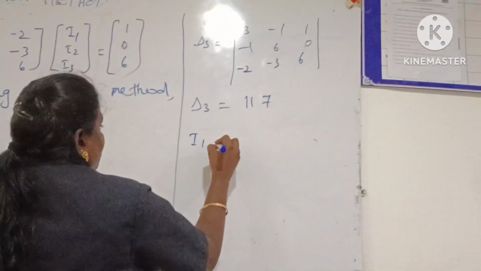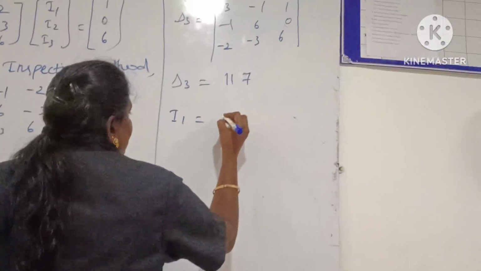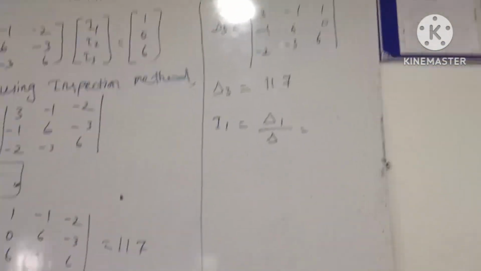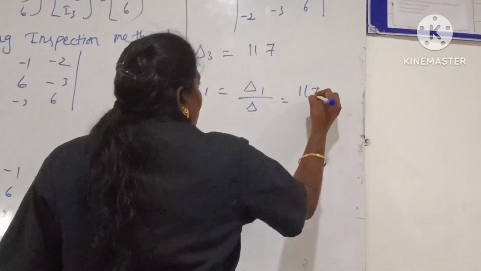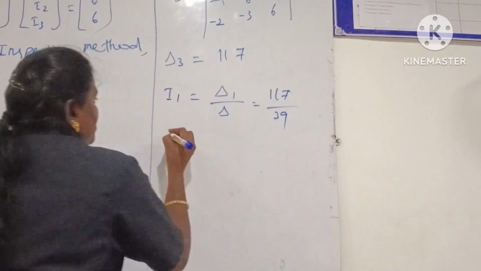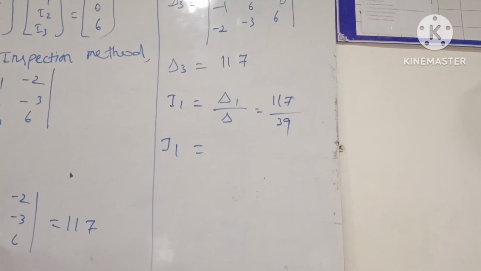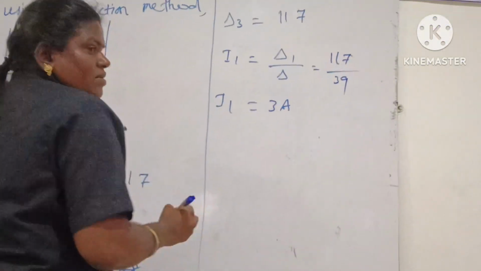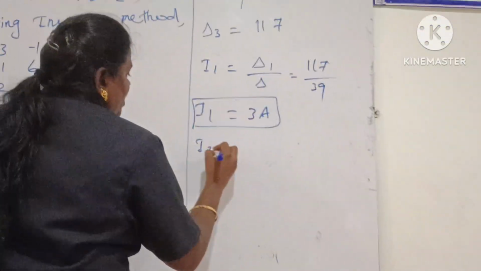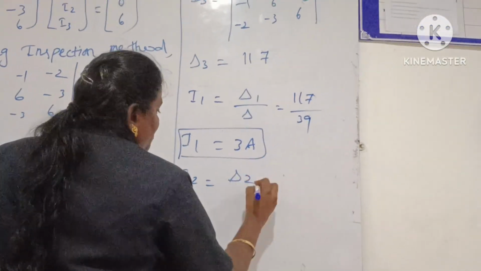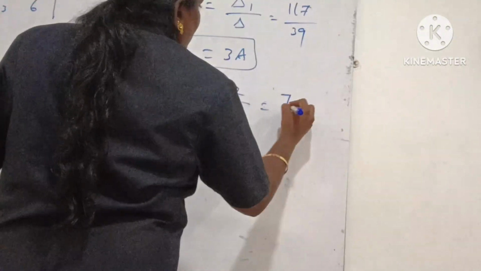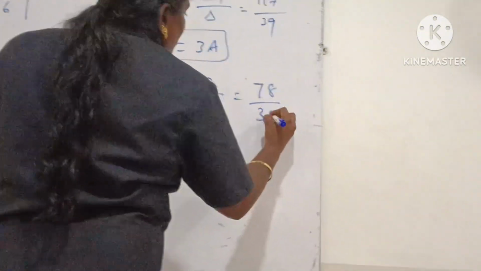So let's find the I1, I2, I3 currents. Del 1 by del: the del 1 value is 117, divided by 39, so the current value is 3 amps. I1 is 3 amps. Next, the I2 current is del 2 by del, del 2 is 78 and del is 39.